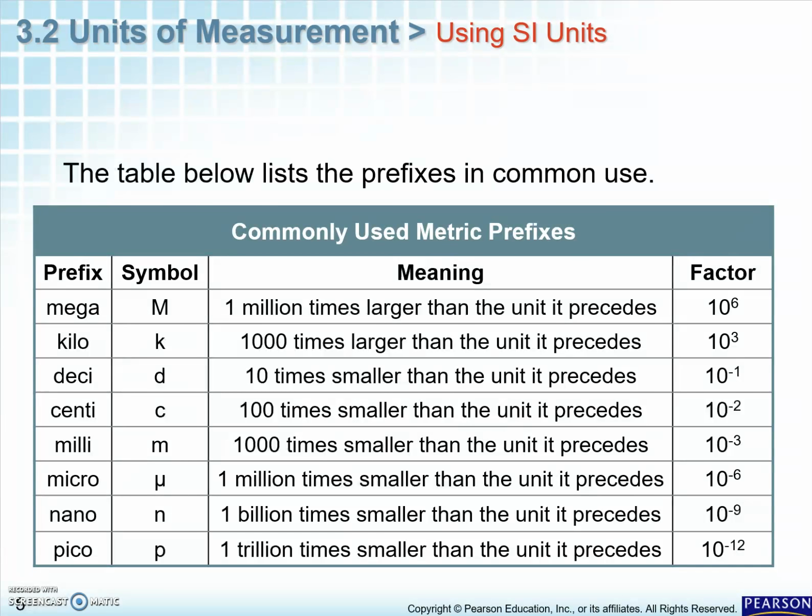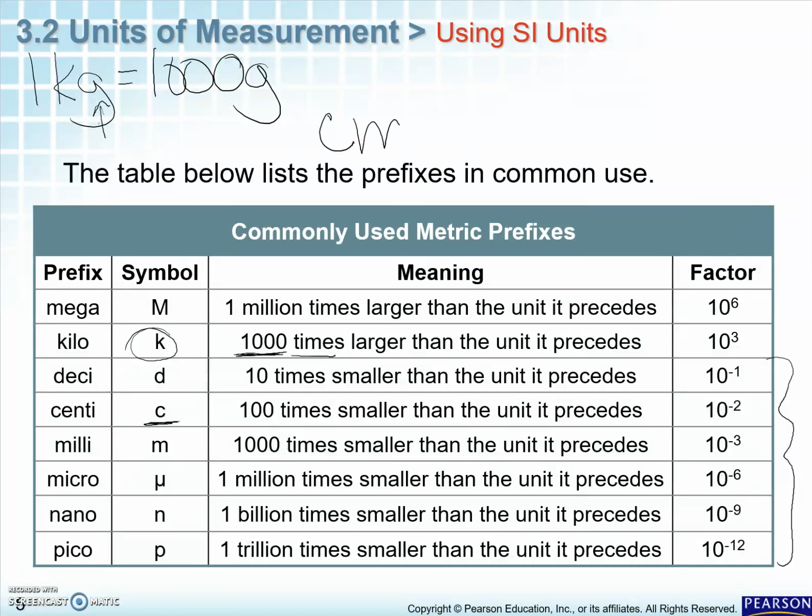So you have kilo, if you remember that. So remember 1 kilogram is equal to 1,000 grams. And the reason I know that is because the meaning of kilo is it's 1,000 times larger than the unit it precedes. So the preceding unit is gram, therefore kilo means times 1,000. If you want to go smaller, you would use the ones down here. And so if you had something like centi, if you had a centimeter, and you had one of those, that means you have something that is 100 times smaller than that of a meter. So that would be 0.01 meters.